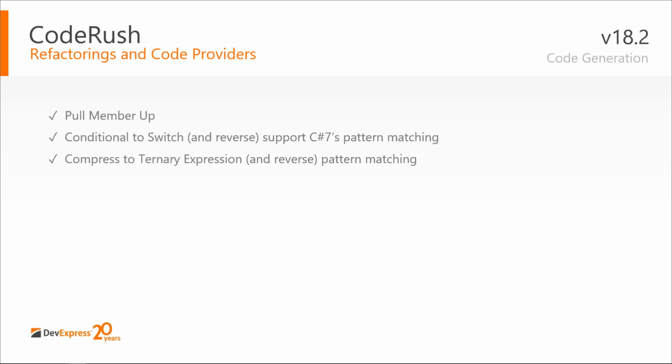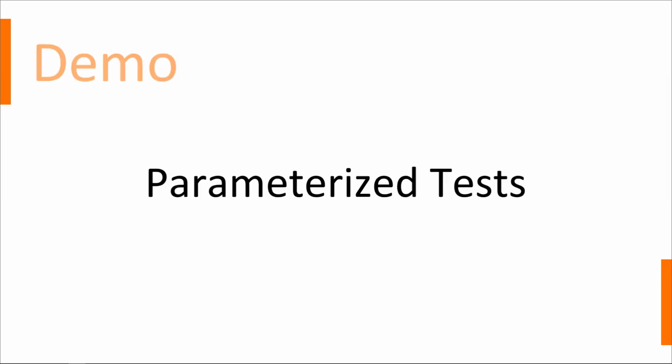Pull member up. Well, refactoring some code providers. These are some of the changes we've made in 18.2. We've added pull member up. We've added support for C# 7's pattern matching in both conditional to switch, switch to conditional, as well as compressed to ternary expression and its reverse as well. So we've done that and expect to see that as a common trend as we move forward. We expect to add support for new language features as they come out very quickly. So we're upgrading our refactorings and staying in sync with Visual Studio.